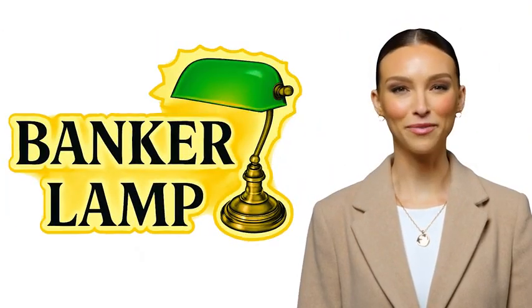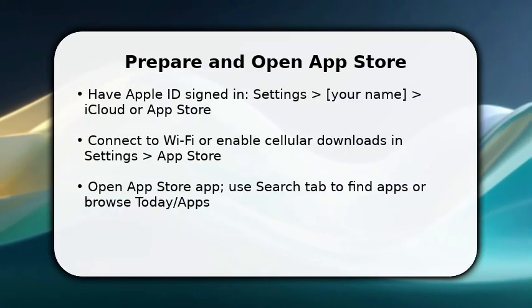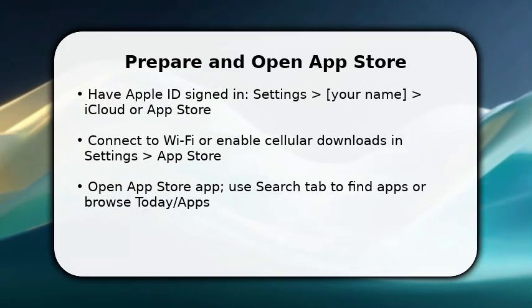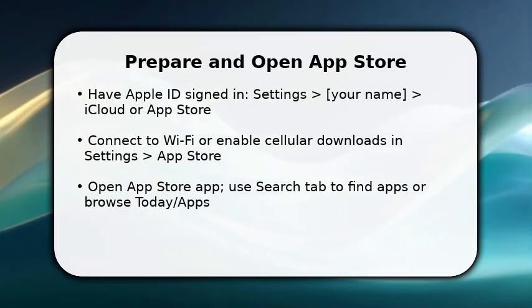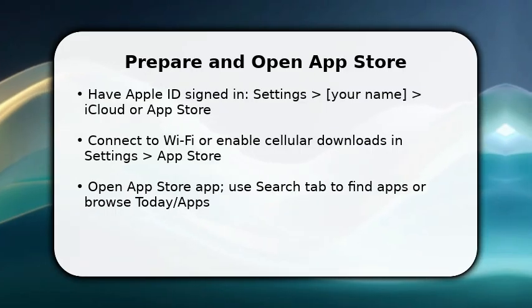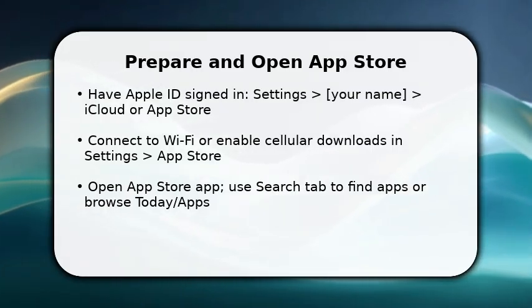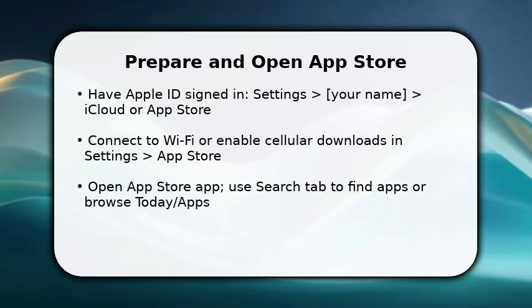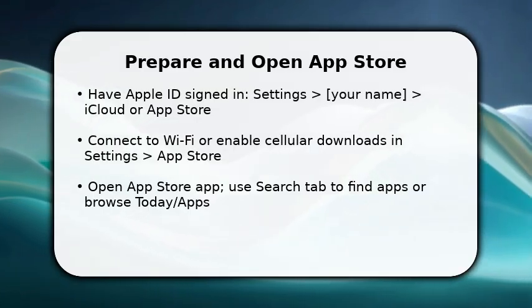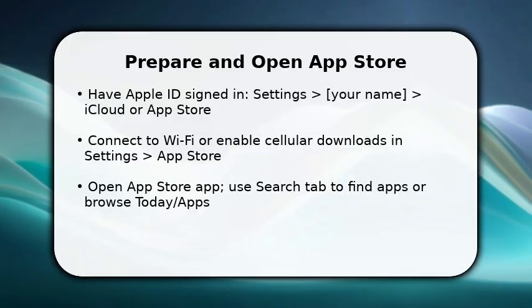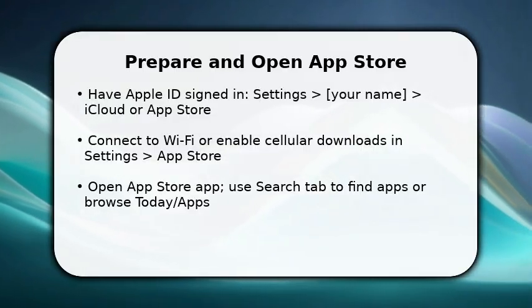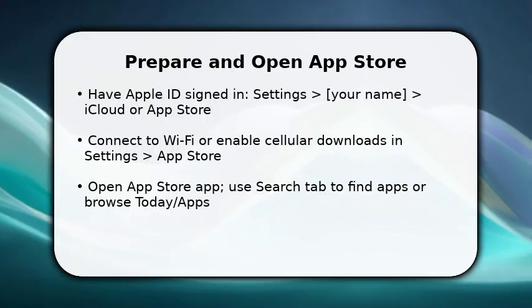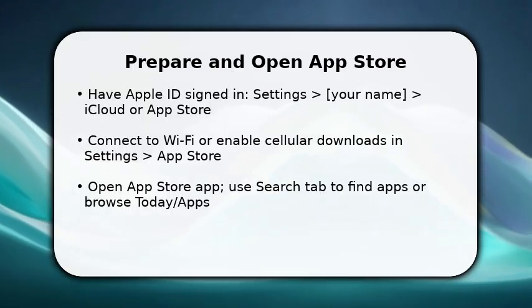Please enjoy the video. You'll start by confirming the essentials. Make sure you're signed into your Apple ID and connected to Wi-Fi or cellular for downloads. Once done, open the App Store app and tap the Search tab to begin. You can also explore Today or apps for curated picks. You need this setup so purchases and downloads complete without interruptions, and so your app library syncs across devices.